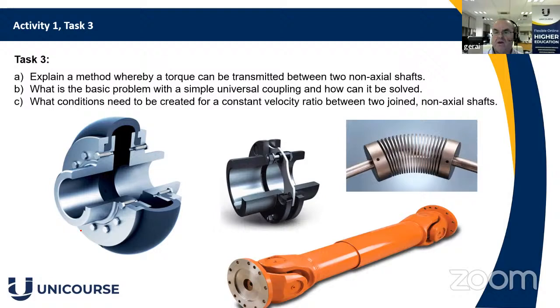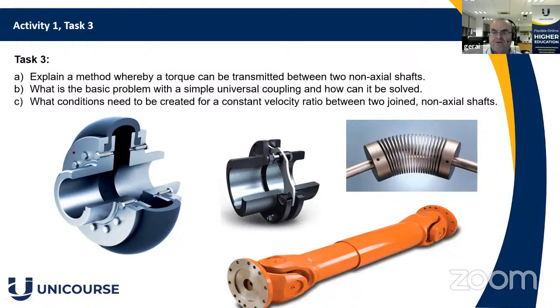So then we're going to look at what's the basic problem with a simple universal coupling and how can it be solved. And there is a serious problem with universal couplings, but it's solvable. That's the main thing. And then we're going to look at what conditions are needed to create a constant velocity ratio between 2 joined non-axial shafts. So it's the solution to the universal coupling problem. That's what we're going to look at in part C.